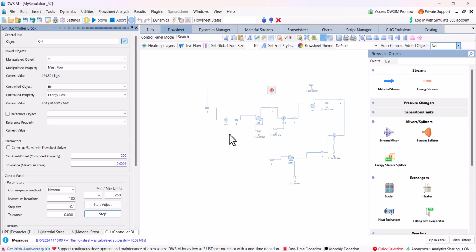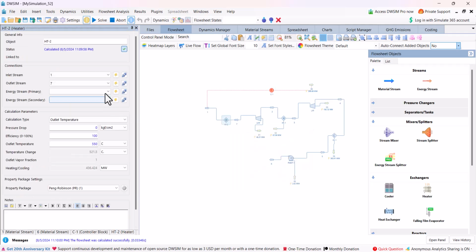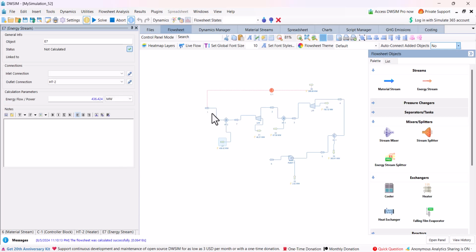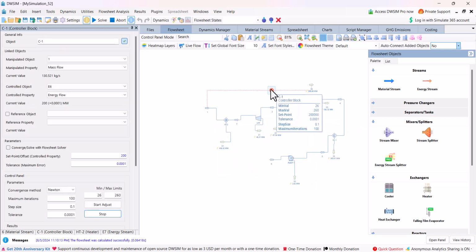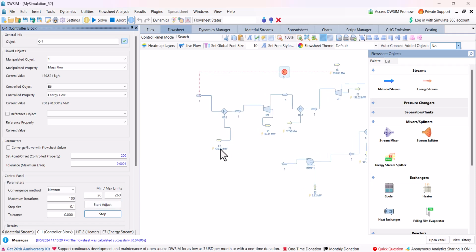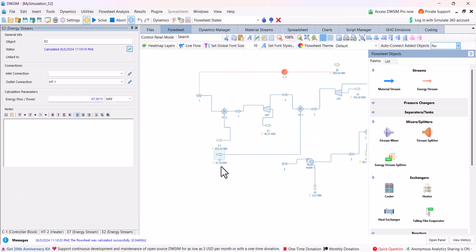So now we can run the calculator block again to see if it changes a little bit. No, it is fine. But in the heater we forgot to add an energy stream. And now we can run the calculator controller block again. Yes, it is fine. So if you see, we need 436 megawatt of heating plus 67 megawatt of heating. So in total 436 plus 67, around 505 megawatt.